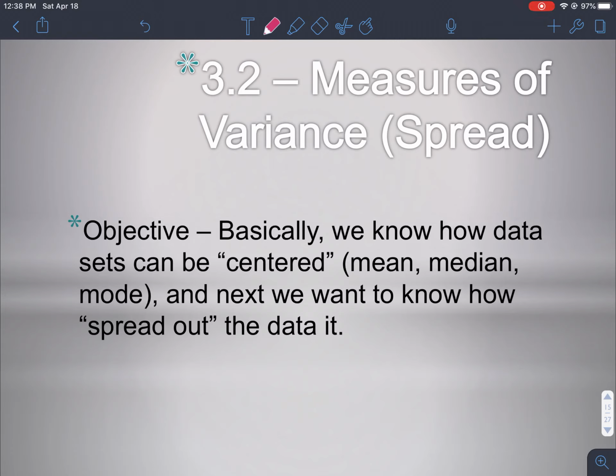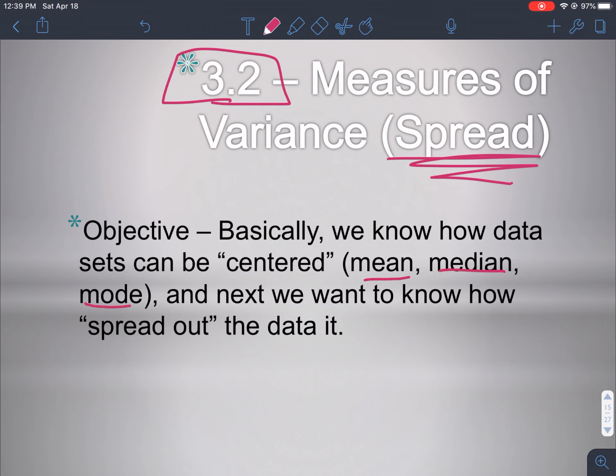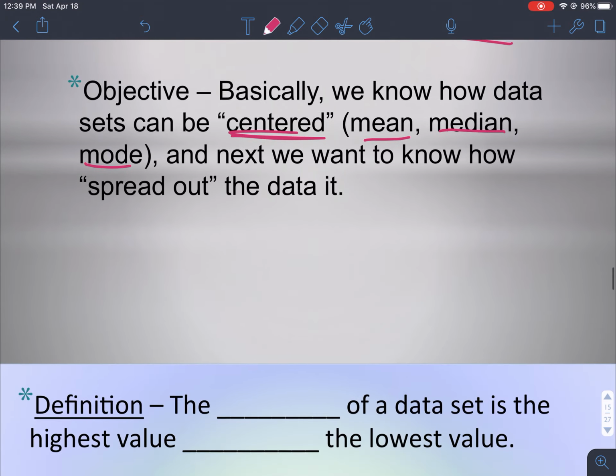Alright, this is Unit 3.2 for Algebra 3, Measures of Variance, or how spread out a data set is going to be. Basically, we know how data sets can be centered, and we found descriptive statistics, the mean, median, and mode, that were measures of central tendency. And now we want to know how spread out the data set is.